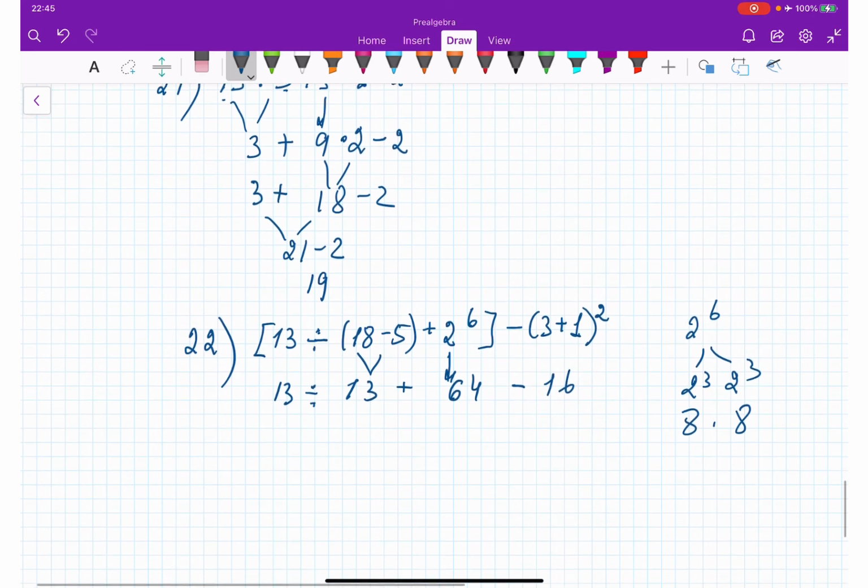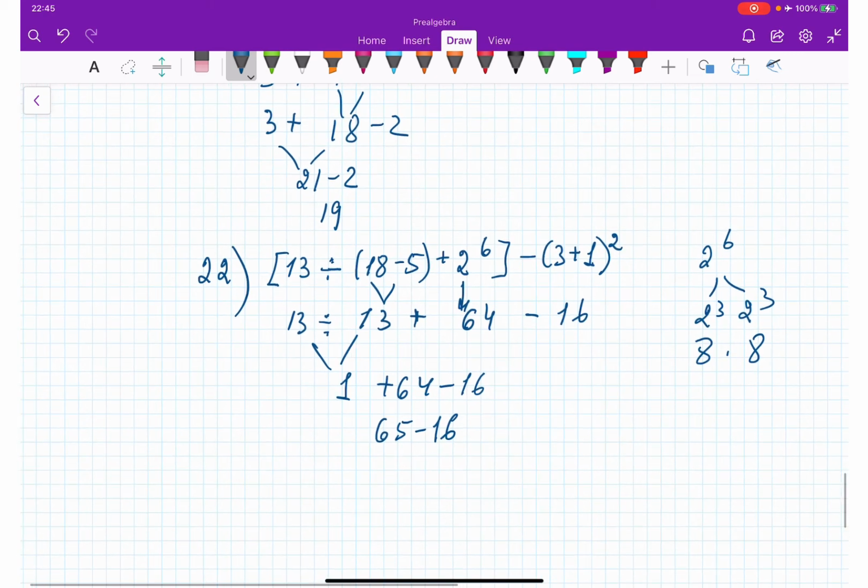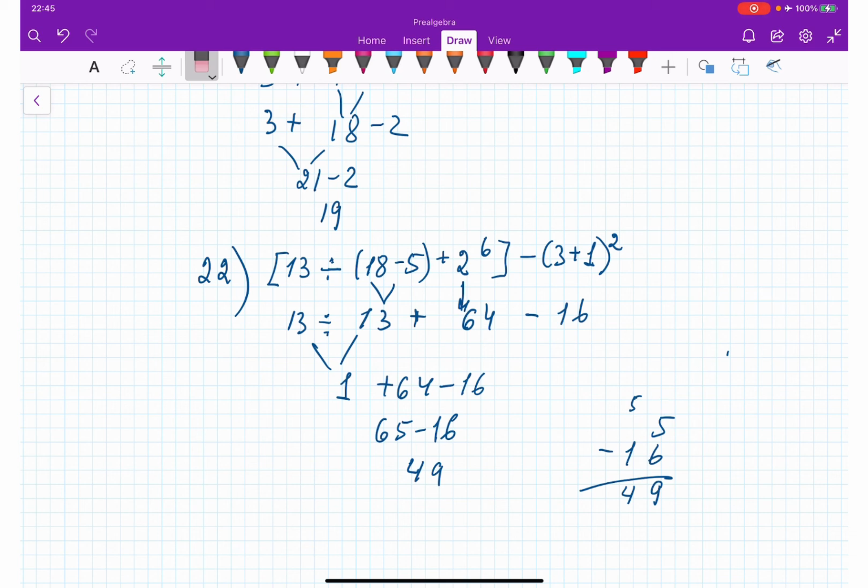Next, 13 divided by 13 is 1 plus 64 minus 16. 1 plus 64, it's going to be 65 minus 16. And 65 minus 16, 15 minus 6, it's going to be 9. Here left 5, right? 5 minus 1 is 4. 49. Okay.